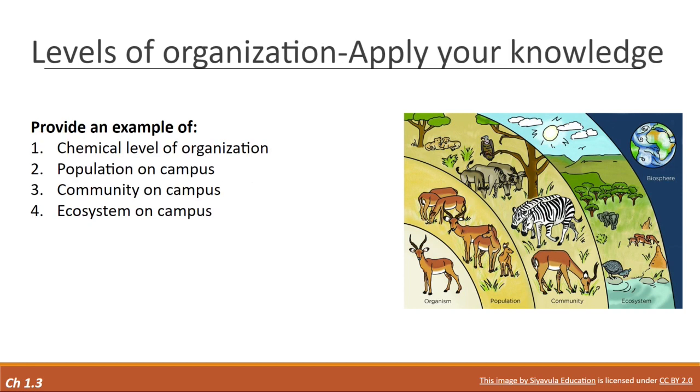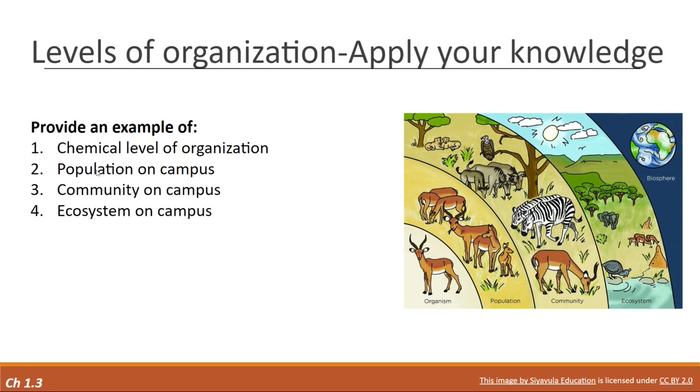So let's think about just applying this. You should be able to come up with an example of a chemical level of organization. Just think about atoms such as carbon and oxygen being combined into a molecule like carbon dioxide. Carbon dioxide could be further combined with water. And if we're a plant, we could make sugars and even carbohydrates.